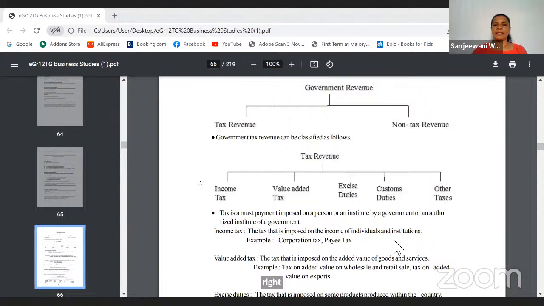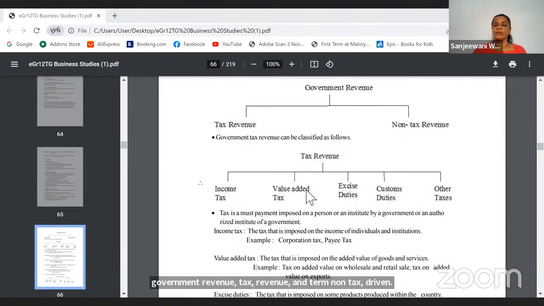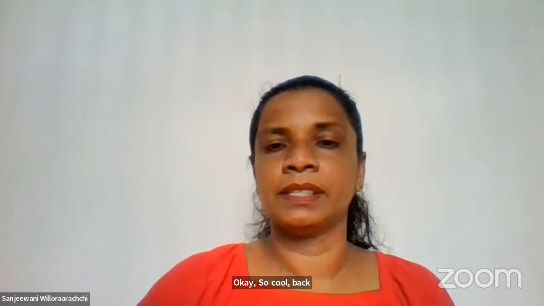Right, now here, hope you can see the flow chart: government revenue, tax revenue and non-tax revenue. So how can you divide tax revenue? Income tax, value-added tax, excise duties, custom duties and other taxes. So these are the ways that you can divide tax revenue, right? I'll be explaining each and every one. Okay, so go back to the presentation.